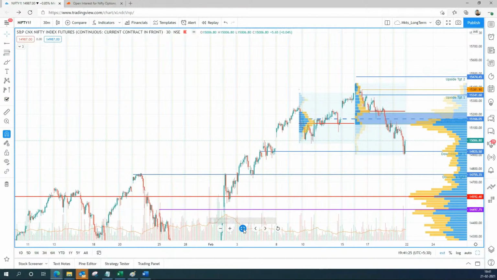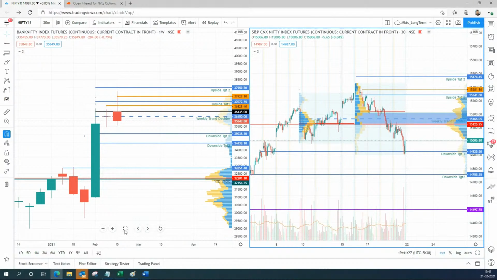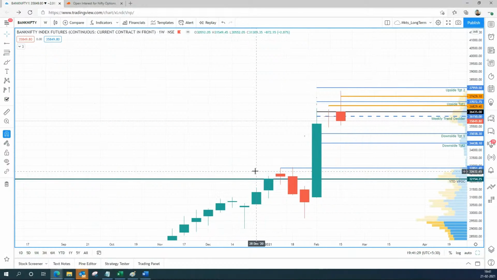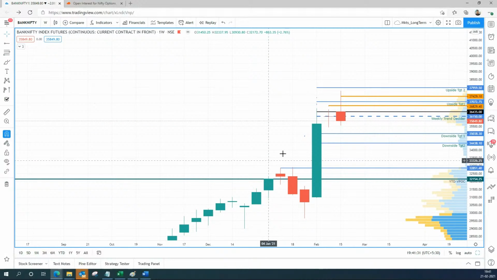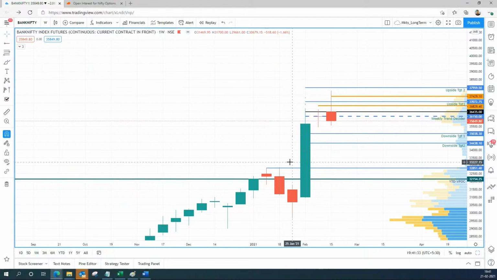Clear? Okay, now coming to the Bank Nifty charts. Bank Nifty weekly charts are still a little more positive from a weekly trend standpoint because we have not breached the previous week's low, which was around 370, 350. We made a low just closer to that but have not breached it. We also have a pretty good pin bar candle on the upside, which means a lot of selling pressure has been created.